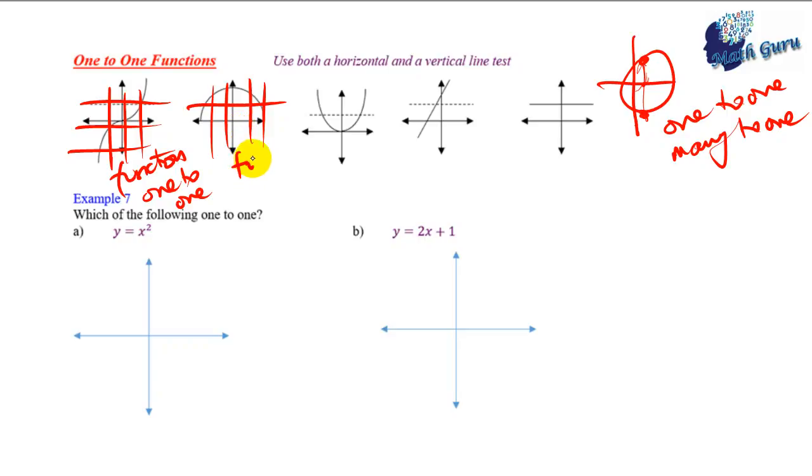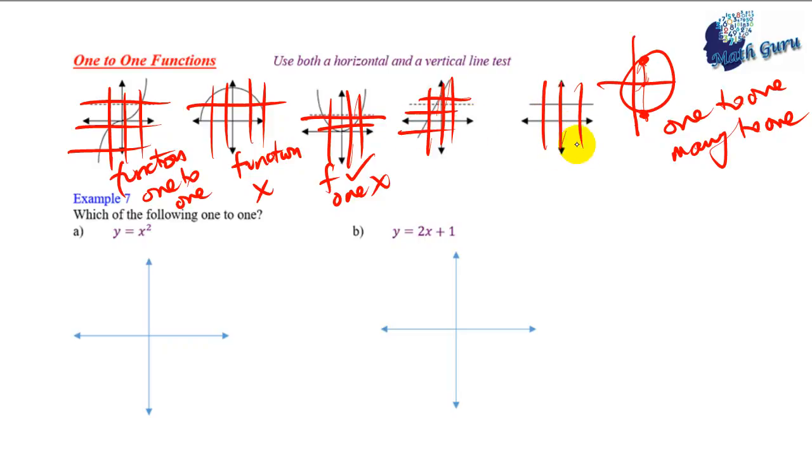This one is a function that's not one-to-one. This one is a function that passes a vertical line test, but it's not one-to-one. So function, yes. One-to-one, no. Here, this is a one-to-one function. It passes both tests. This is a function, but it's not one-to-one because on that particular value, it touches it many times. So function, yes, and one-to-one, no. This one here is a function, one-to-one, no.